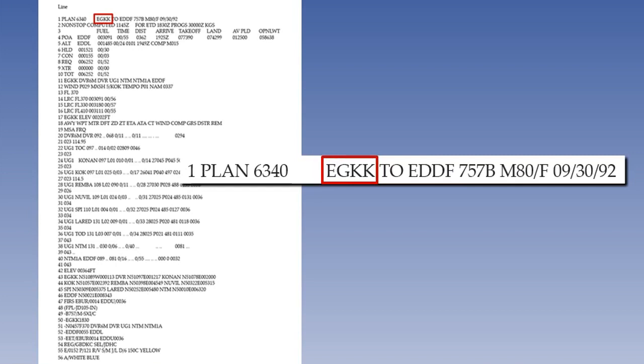Line 1 shows that this is a flight from Gatwick to Frankfurt. The aircraft is a 757 cruising at Mach 0.8. It is an IFR flight on 30 September 92.